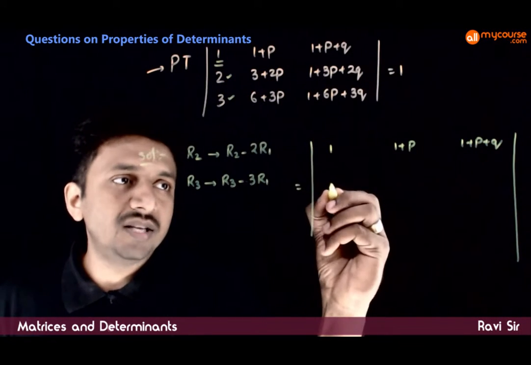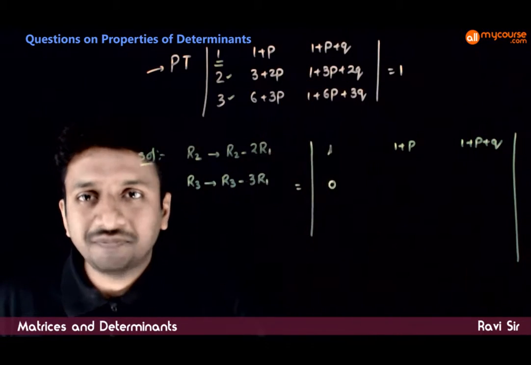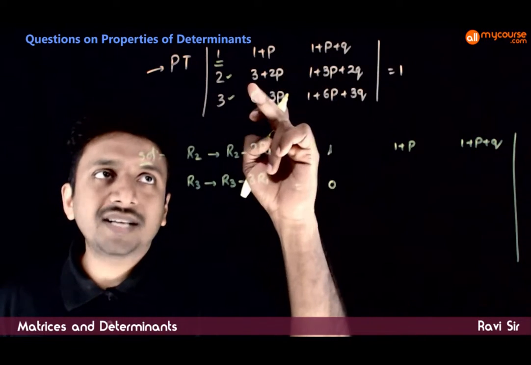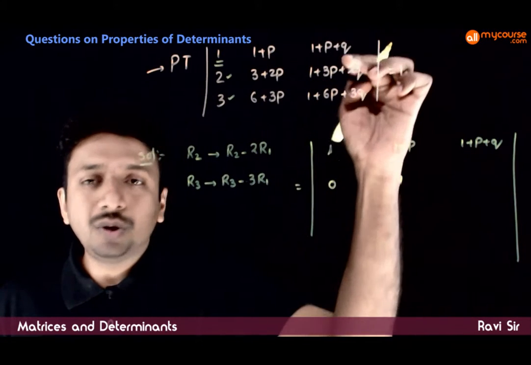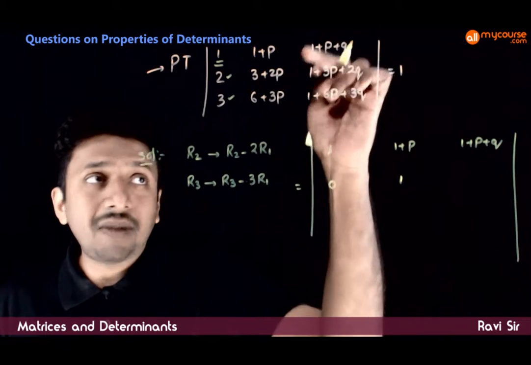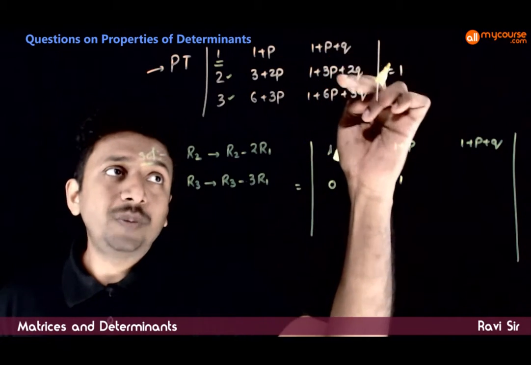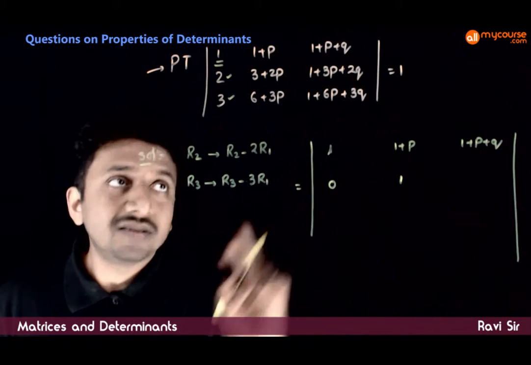2 minus 2 is 0. 3 plus 2p minus 2 minus 2p. So 2p and 2p get cancelled. 3 minus 2 is 1. 1 plus 3p plus 2q minus 2, right? Minus 2 minus 2p minus 2q. So 2p and 2q are getting cancelled.